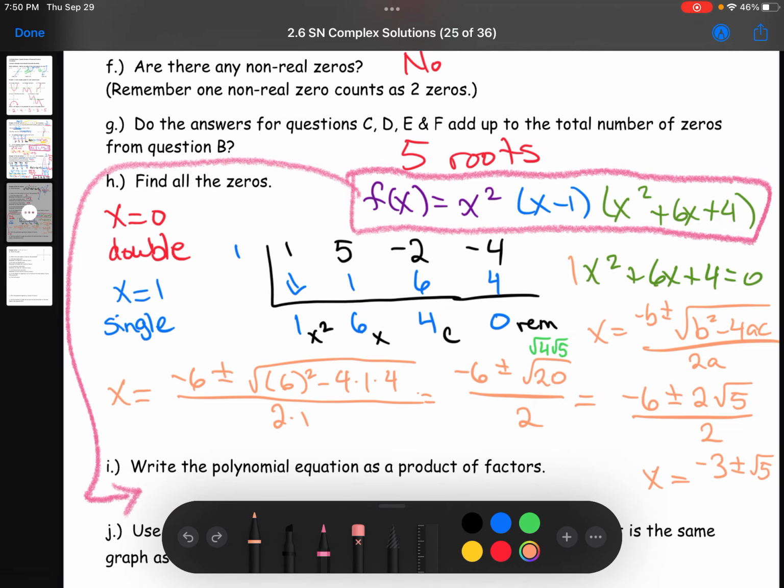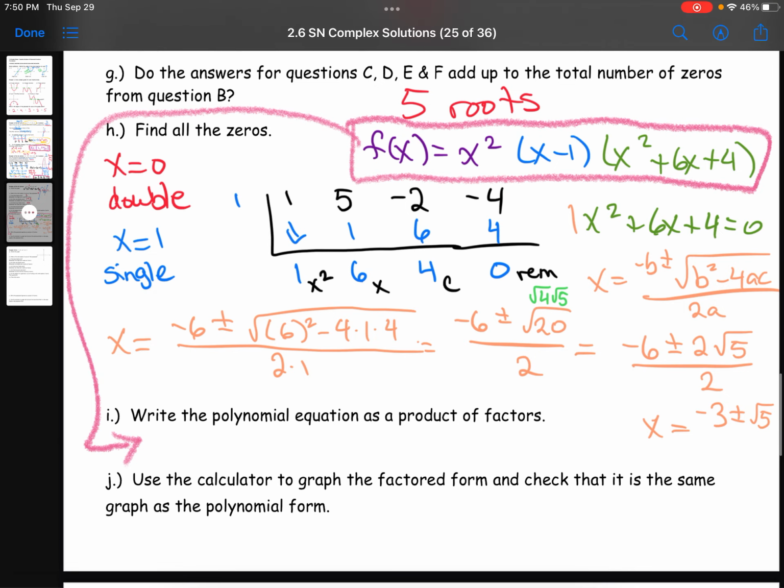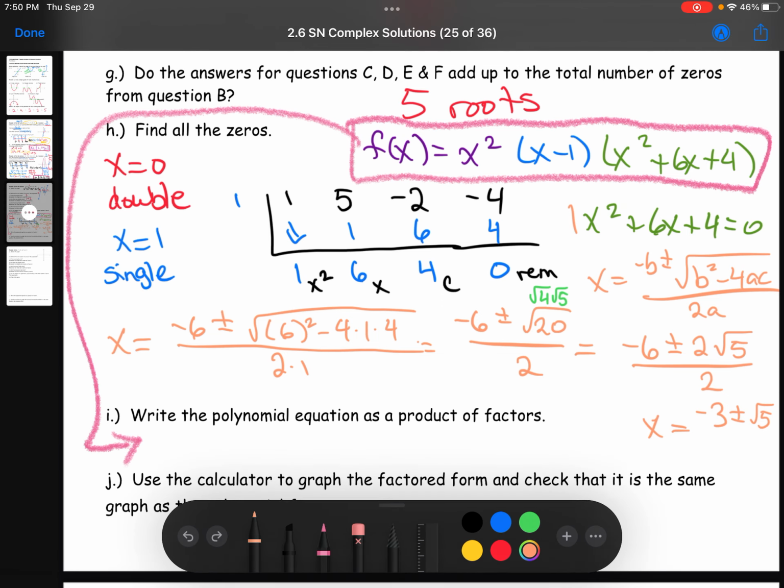Okay? So we used the calculator and the table to find two nice roots. We factored those out. Then we had to use the quadratic formula on the rest of this.